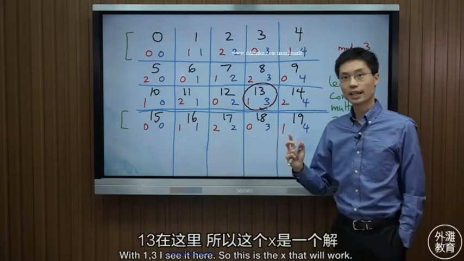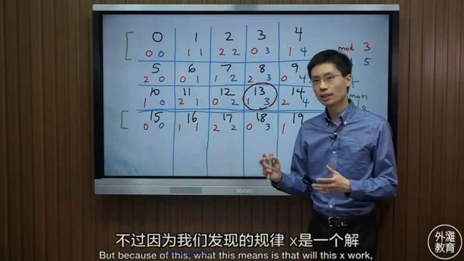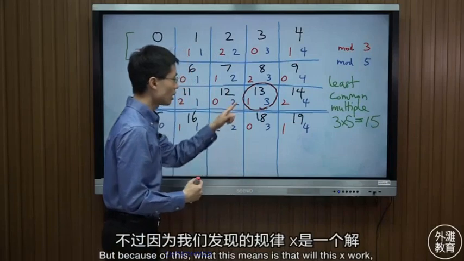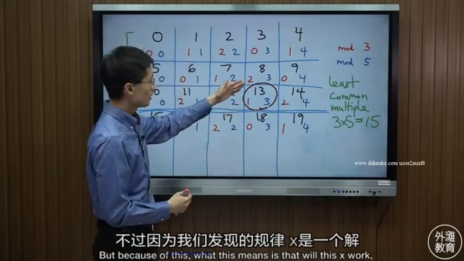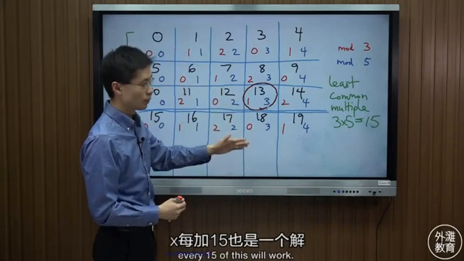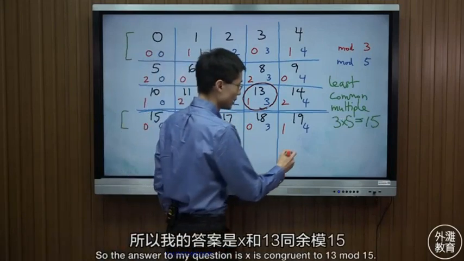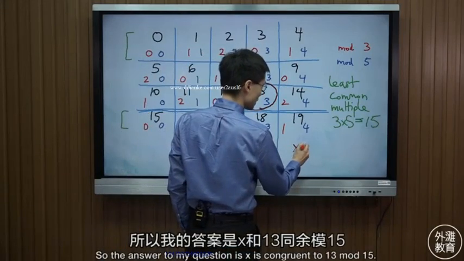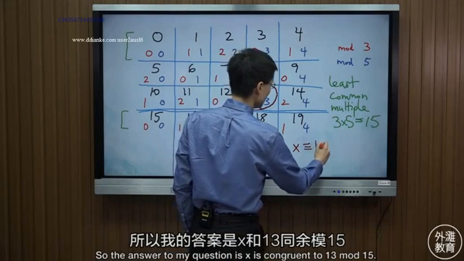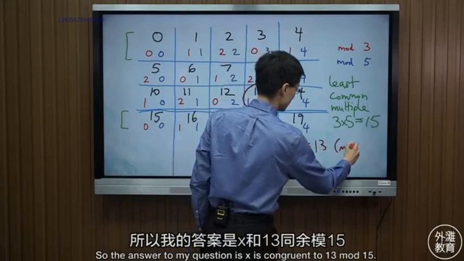So this is an x that will work. But because of this, what this means is that not only will this x work, every 15 this will work. So the answer to my question is that x is congruent to 13 mod 15.